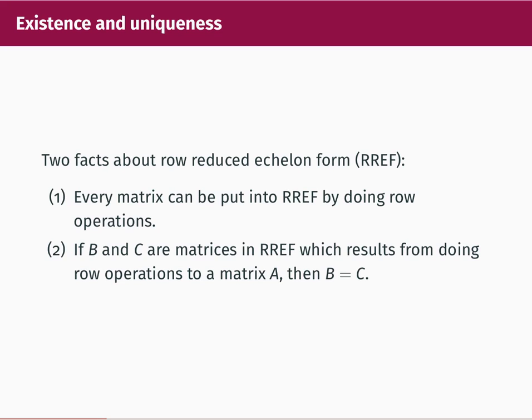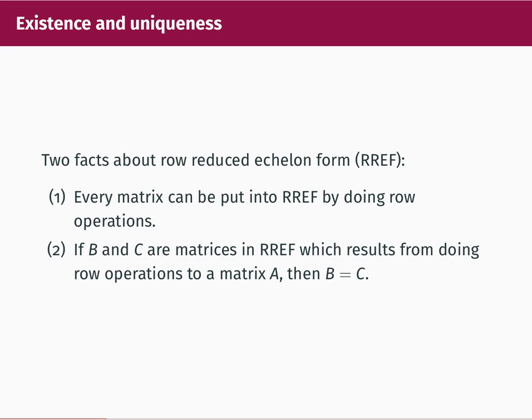If you'd like a proof, you can find one in the online notes. It's not too difficult to do. The second fact is much more difficult and is not at all obvious to me. What it says is that if you've got a matrix A and you can do row operations to A to reach a row-reduced echelon form matrix B, and if you can also do some row operations to A and reach another row-reduced echelon form matrix C, then actually B is equal to C. So there is one and only one row-reduced echelon form matrix which can be reached by doing row operations to your matrix A.